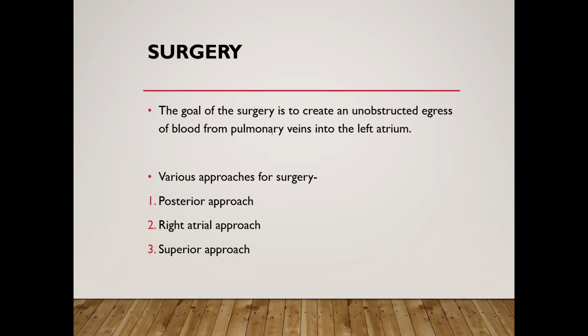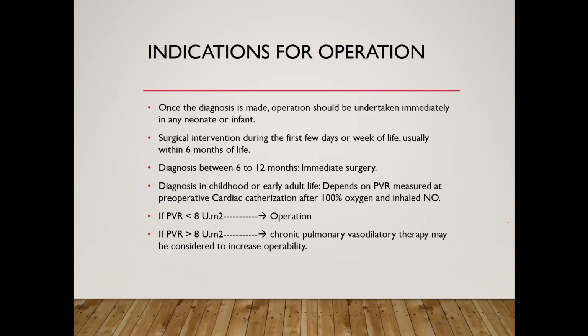Surgery: the goal of the surgery is to create unobstructed egress of the blood from the pulmonary veins into the left atrium. There are various approaches for the surgery, that is the posterior approach, the right atrial approach, and the superior approach. I'll show the pictures of these various approaches.